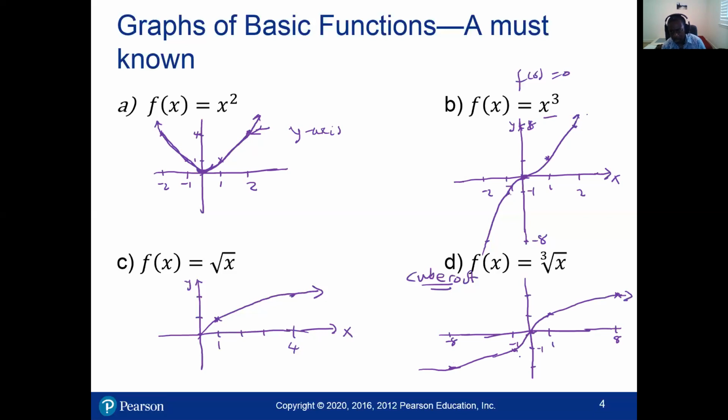Okay, so it is closer to the x-axis than the cubic function, right? The cubic function moves away from the x-axis like that. Okay, now let's look at the others.